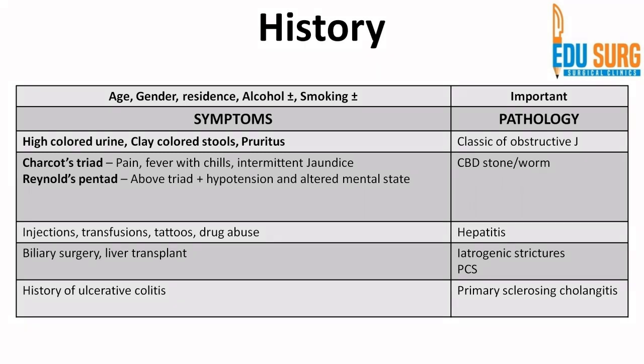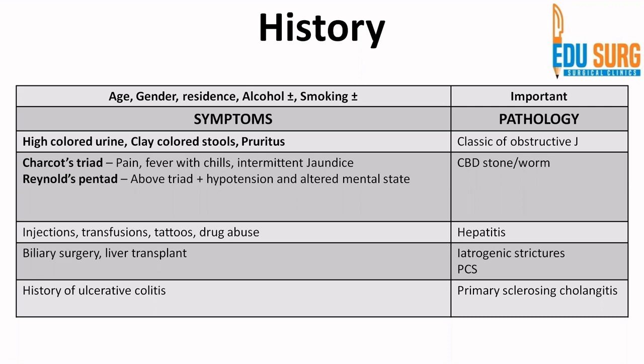Another important part in the history is past history, history of surgeries, and history of associated diseases. So these patients can have history of injection, maybe injectional drug use, multiple blood transfusions, especially in the period before the 1980s, where the testing for infections was not standardized. Tattooing, a modern cause of transferring hepatitis, right? Multiple sexual partners, again, an important history. Again, all these point towards hepatitis.